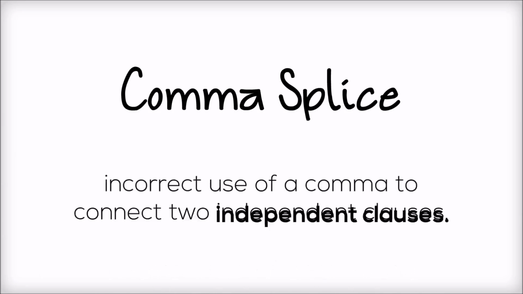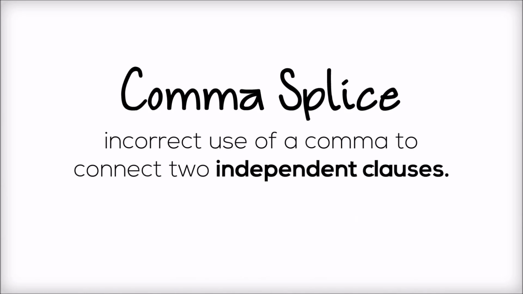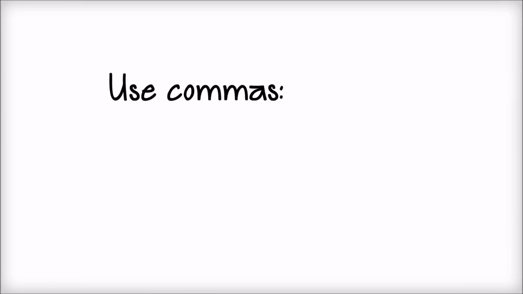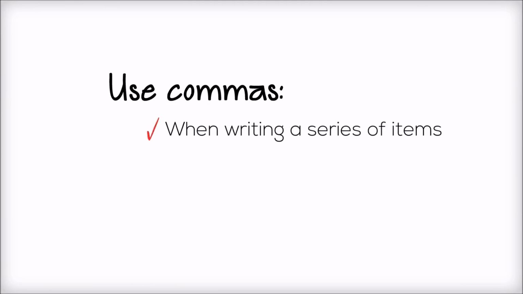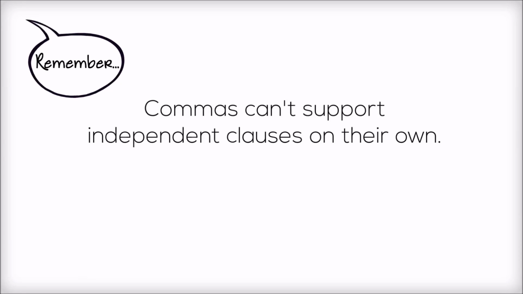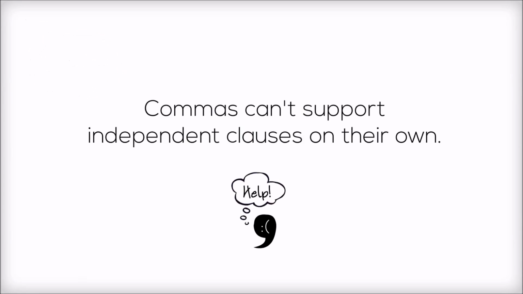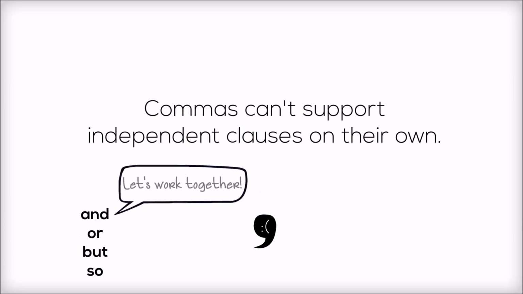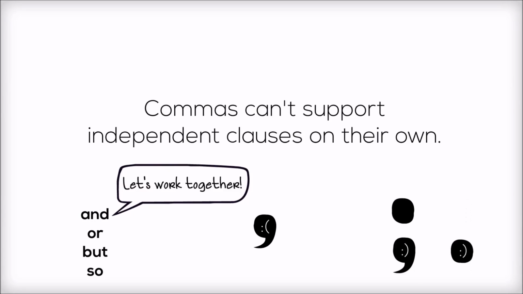Comma splices occur when you incorrectly use a comma to connect two independent clauses. This is a no-no. Commas work really well when you use them to separate items in a series, or pairing them up with their good friend the conjunction, but we'll get back to that in a minute. What's important to remember is that commas can't support two independent clauses on their own. They're just too little. They either need the help of their buddy the conjunction, or their big siblings, the semicolon and the period, to do the work for them instead.